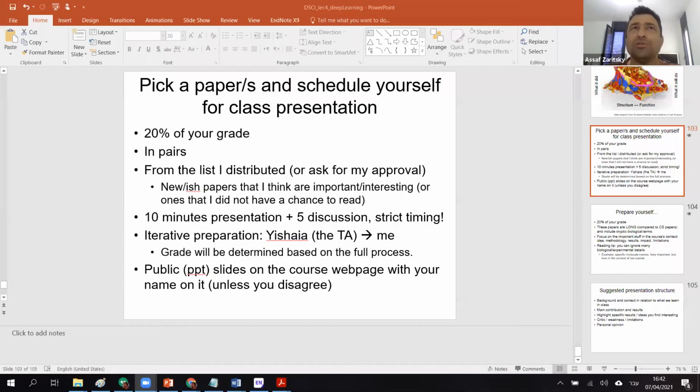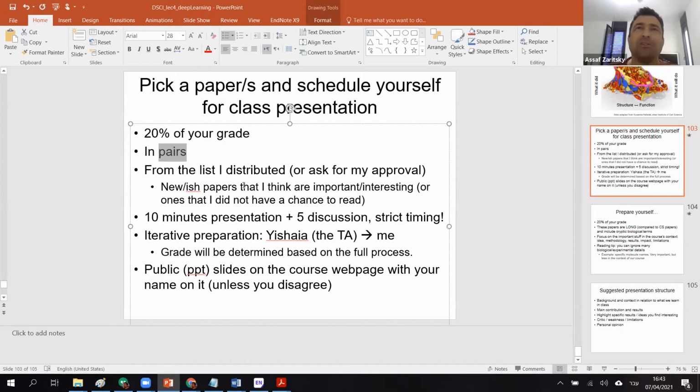Okay, so pick a paper and schedule yourself for a class presentation. And this is 20% of your grade in the course. A presentation is in pairs. If someone wants to be alone, then fine. But the pairs is a more technical restriction, because I want it to be effective, right? I want to teach you other things. I want to have time to teach you myself and not spend too many weeks on student presentations.